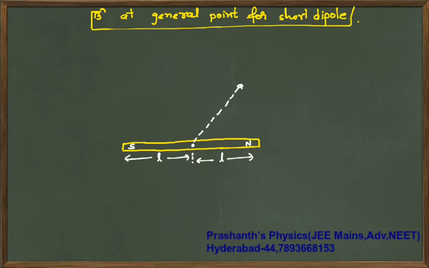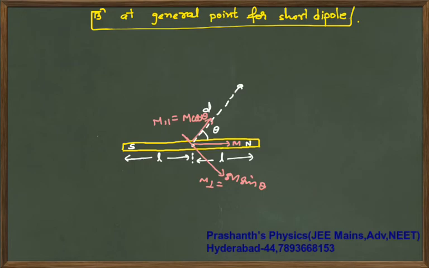Okay, now if this angle is theta and if this distance is d, for my convenience, your magnetic moment M can be resolved into M sin theta this way and M cos theta this way. This is your parallel component and this is your perpendicular component. I am resolving my magnetic moment into two parts.